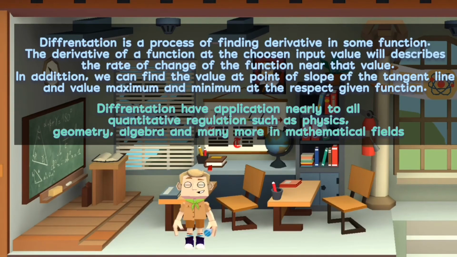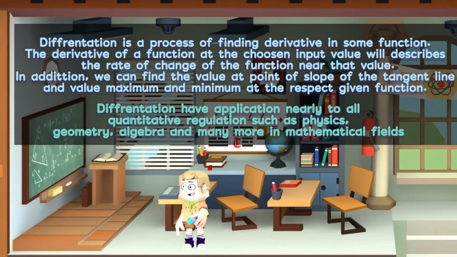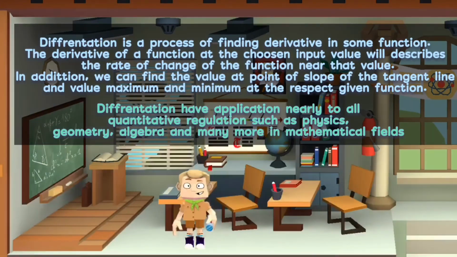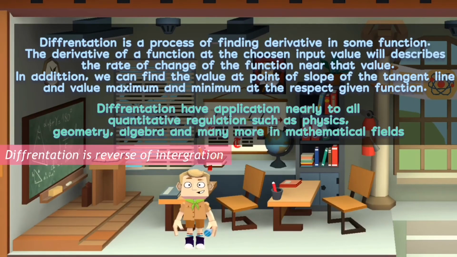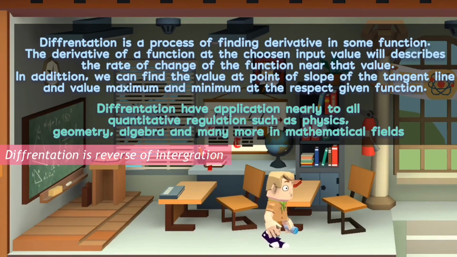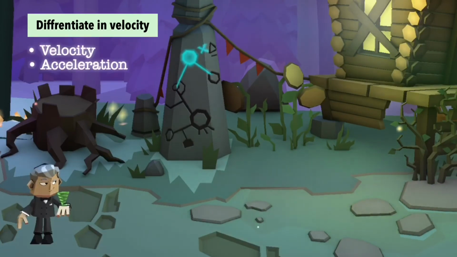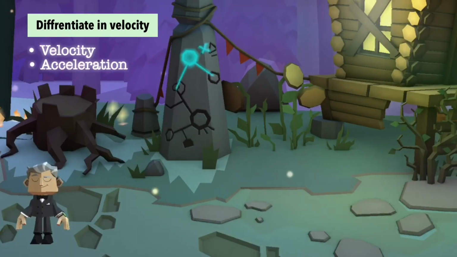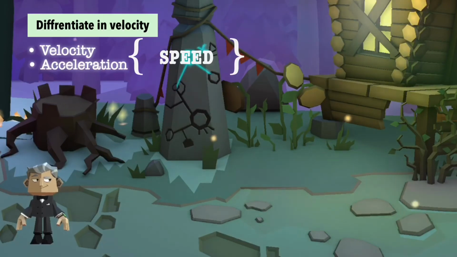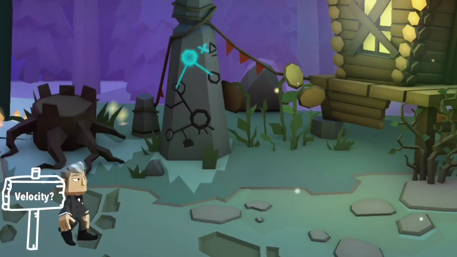Differentiation has applications in nearly all quantitative fields such as physics, geometry, algebra, and many more in mathematics. Differentiation is also known as the reverse of integration. Differentiation in velocity involves two things, which are velocity and acceleration, because both are related to speed. But first, I will explain about velocity.